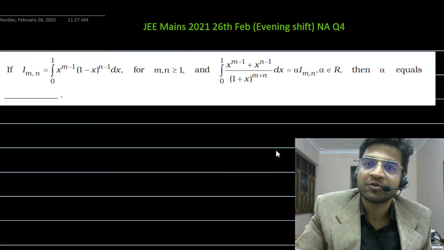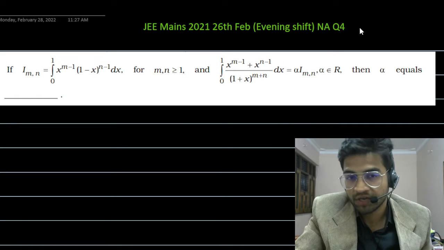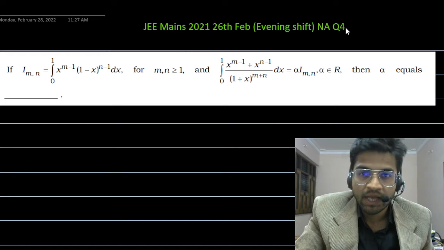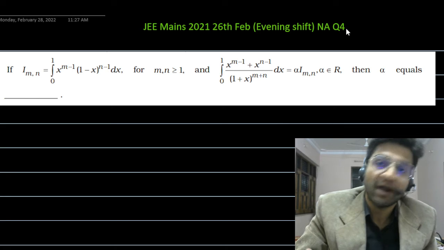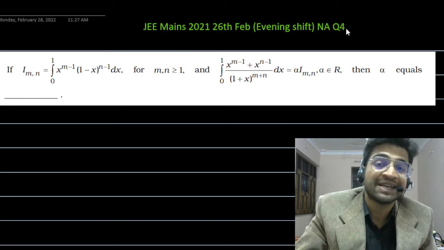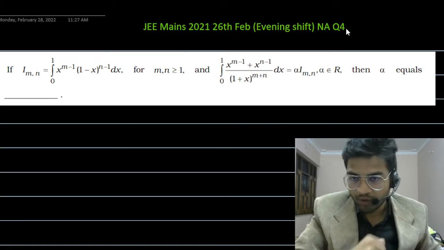In this video, we are going to discuss JEE Mains 2021, 26 Feb evening shift, numerical value type question number 4. This question is based on the concept of integrals. Though this question is a part of mains, it is certainly of advanced level. That's why this question is a part of the series Mains is Main. So let us start the question.